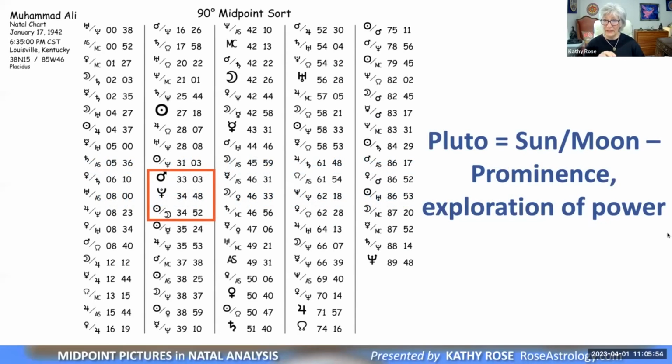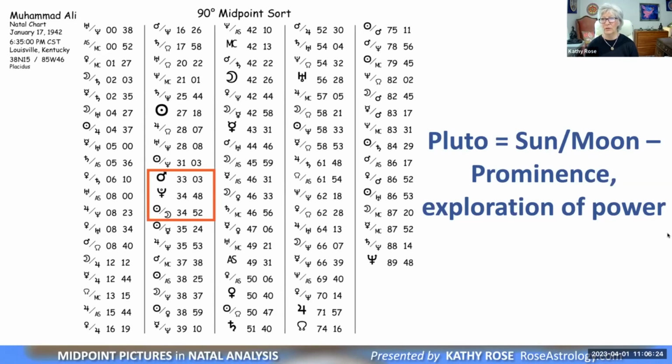And last in this section, Pluto equals sun moon. Now, before we look at the example I have on screen, let me say this. Pluto can be prominence when it's with the sun moon midpoint, or it can make that statement to say, if you have Pluto conjunct, square or opposite the sun moon midpoint within 2 degrees or less, then prominence may be part of the life purpose path.